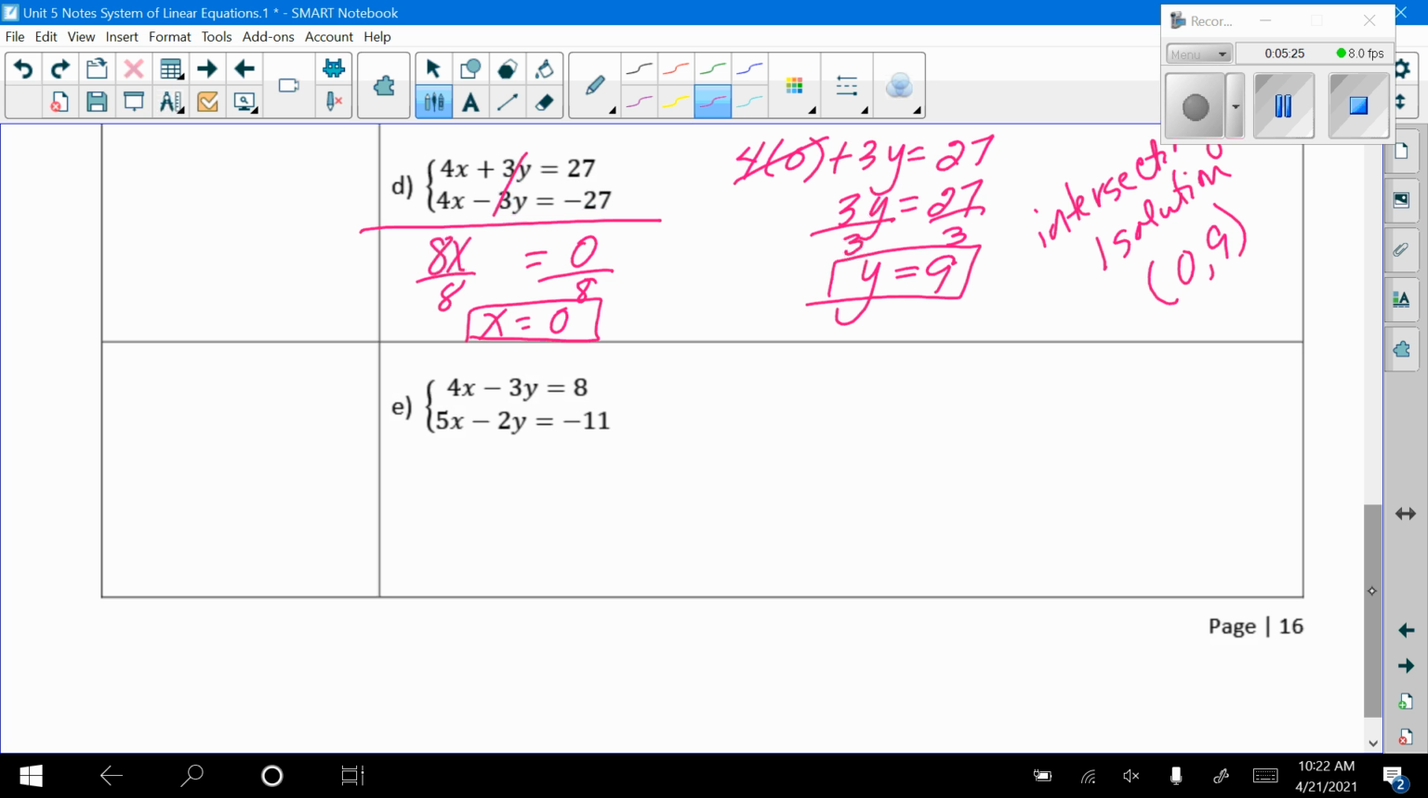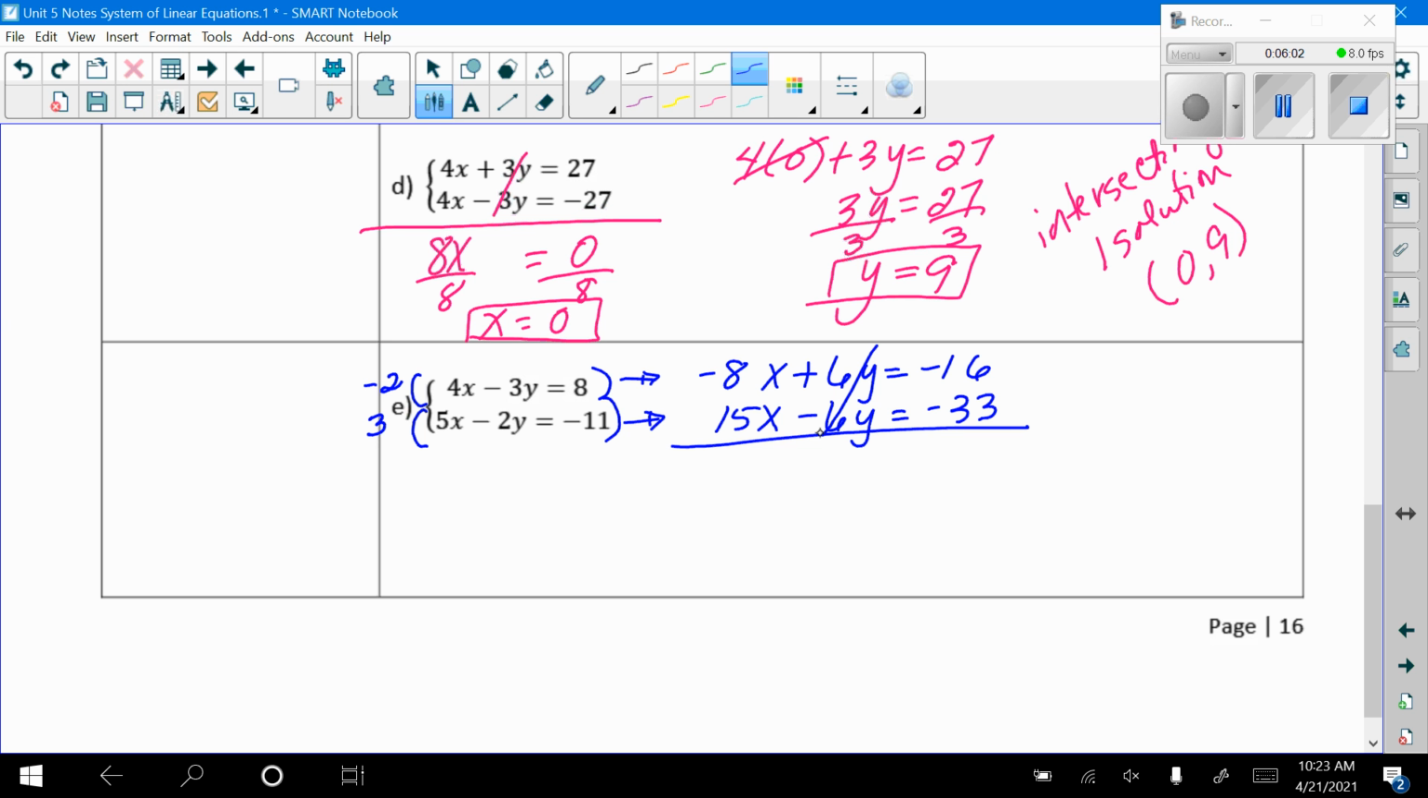The bottom one here, I'm looking at it. It's set up kind of for standard form, but we do have to do some manipulating here. So I'm going to probably get rid of my y's. I'm going to multiply this top one by -2 and the bottom one by a +3. I'm going to write my new equations out here to the side. So I'm going to end up with -8x plus 6y equals -16, and 15x minus 6y equals -33.